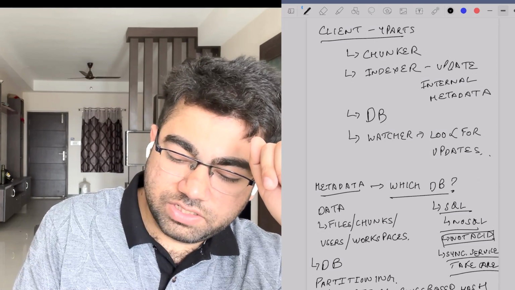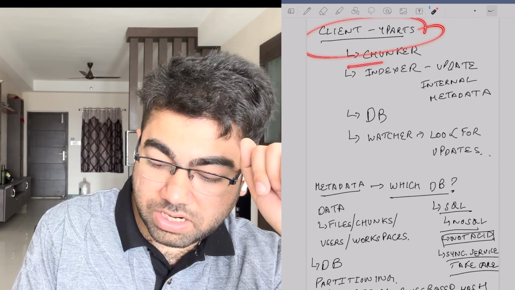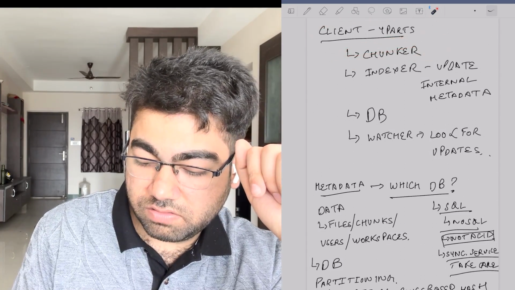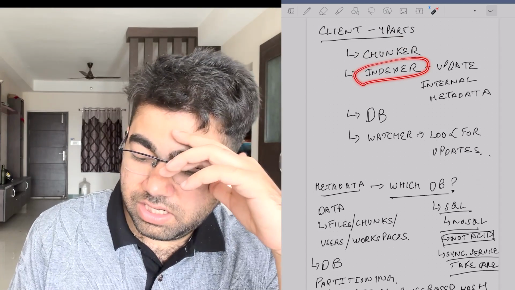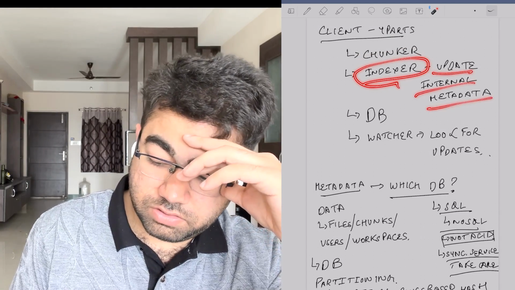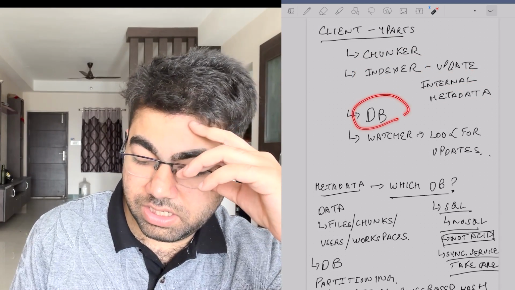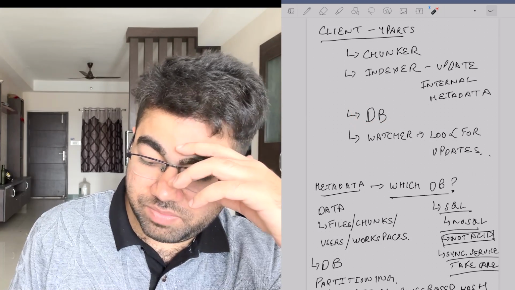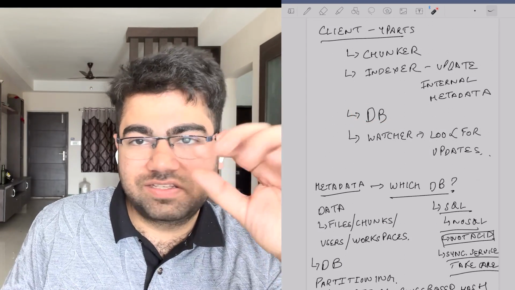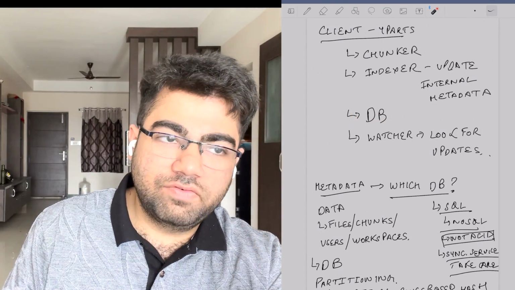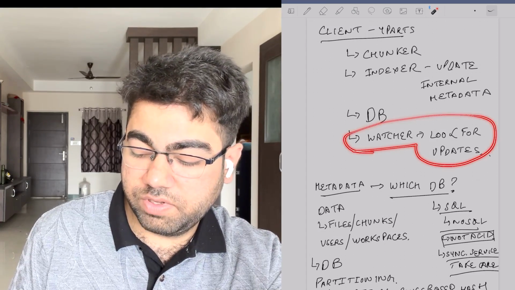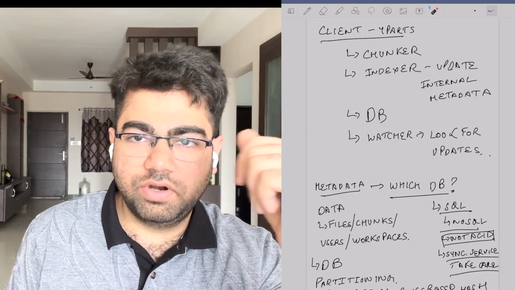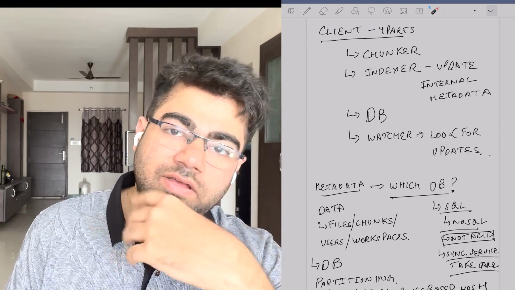Now, as we discussed, the client has 4 parts. It should have a chunker, which would chunk the file. It should have an indexer, which would update the internal metadata. It should have a database to store this internal metadata whenever a file is updated, and there should be a watcher which would always be looking for updates and keep the connection open with the server.